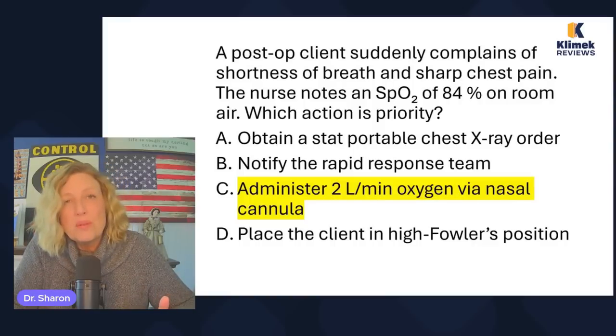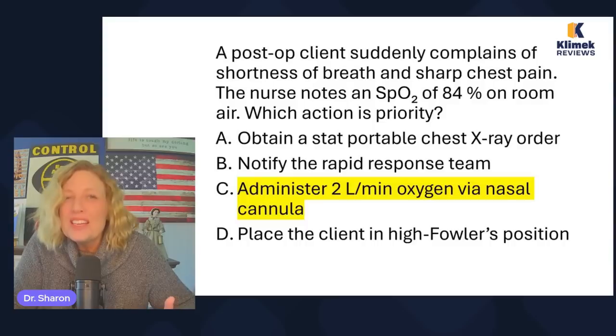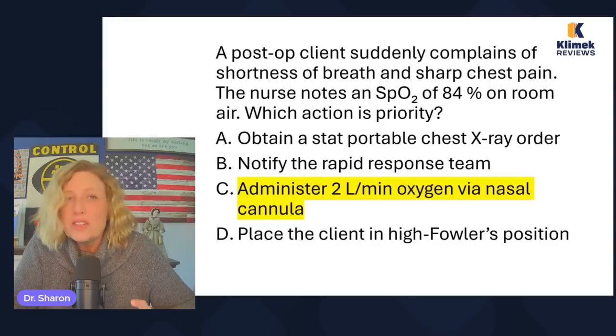Sometimes I get messages from people saying, well, I think it's B. That's fine if you think it's B. But what you're doing is you're answering it based on your opinion, and opinion answers are not great answers. You might get it right if your opinion matches the rule, but opinion answers on the NCLEX are not great answers. Remember, I'm teaching you how to answer test questions. I'm not teaching you how to be a nurse. If your hospital wants you to call a rapid response first, you do what your hospital tells you. I'm telling you how to answer test questions.